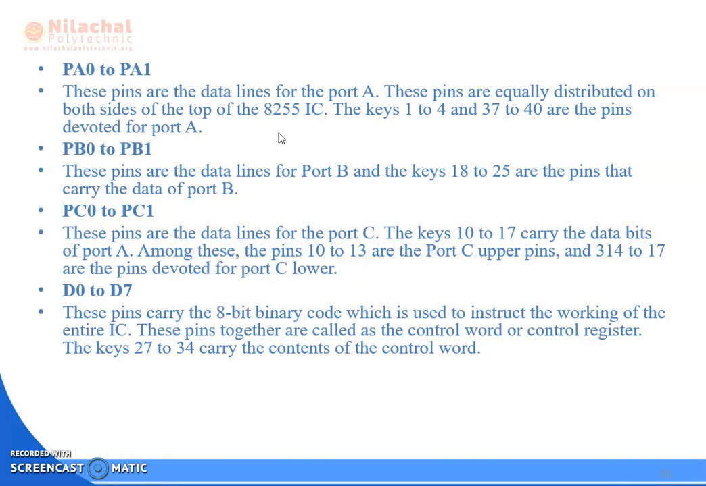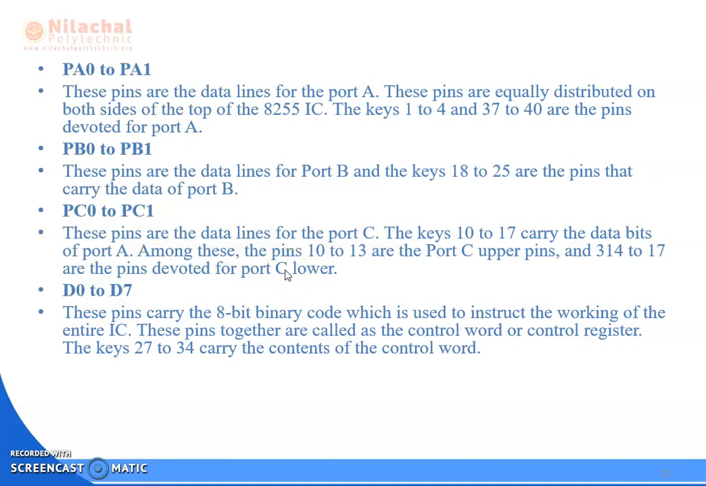Next, PB0 to PB7. These pins are the data lines for port B, and the pins 18 to 25 are the pins that carry the data for port B. And PC0 to PC7, these pins are the data lines for port C. The pins 10 to 17 carry the data bits of port C.